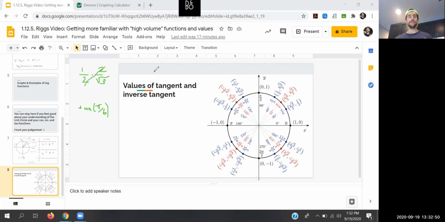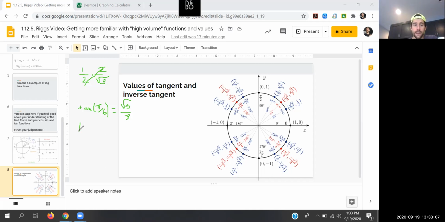So your 2's would cancel, so you'd have 1 over √3. If you rationalized it, multiply top and bottom by √3 over √3, you get √3 over 3, which is roughly that 0.57 value I had from before. I'm checking to make sure I'm not lying to you. Yeah, about 0.57 that we had earlier.